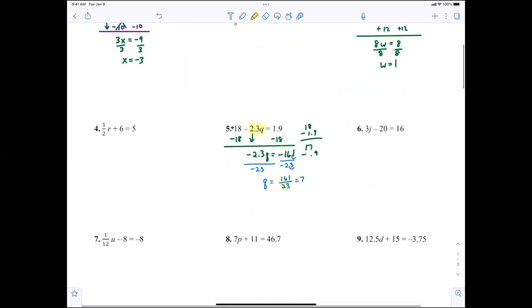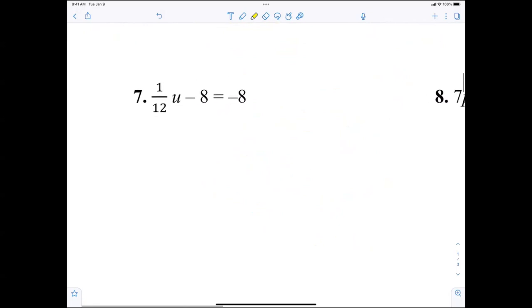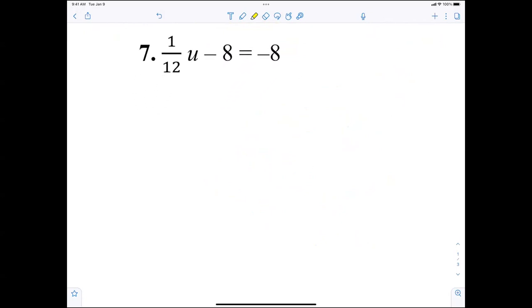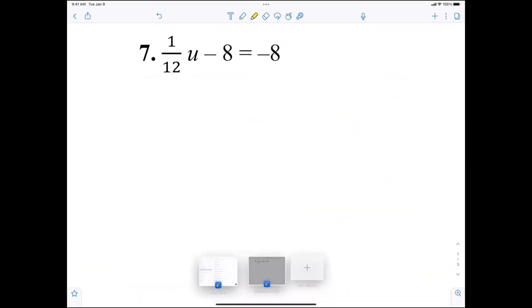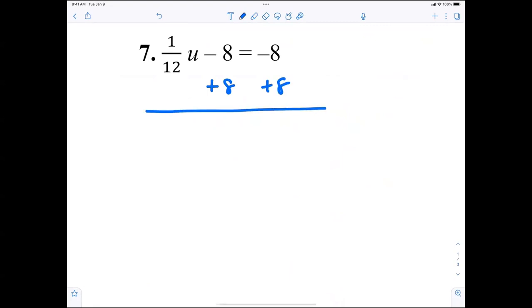All right, so here, let's take a look now at number 7. All right. Now, what do I have to do with the -8? Yeah, you're going to add 8. All right. Now you end up with 1/12 u equals what? 0.